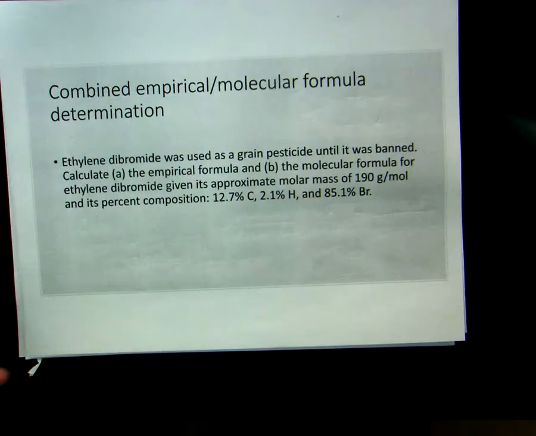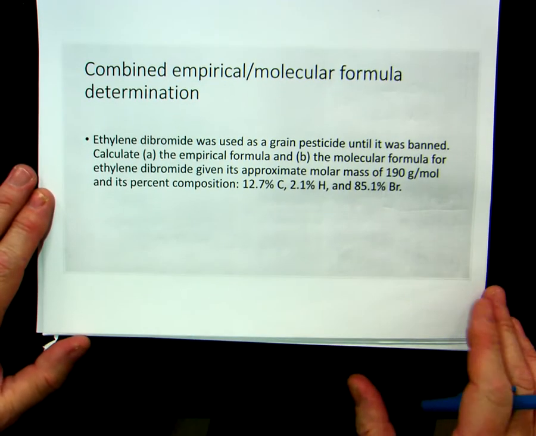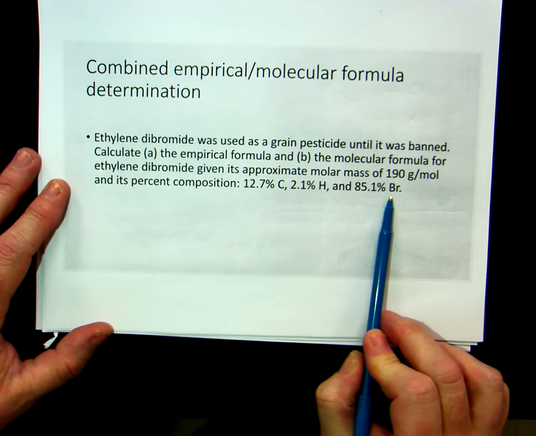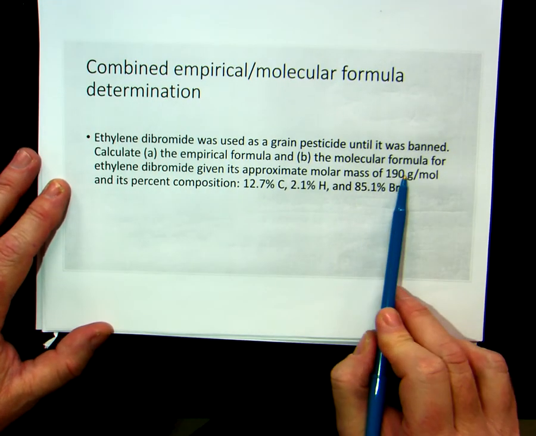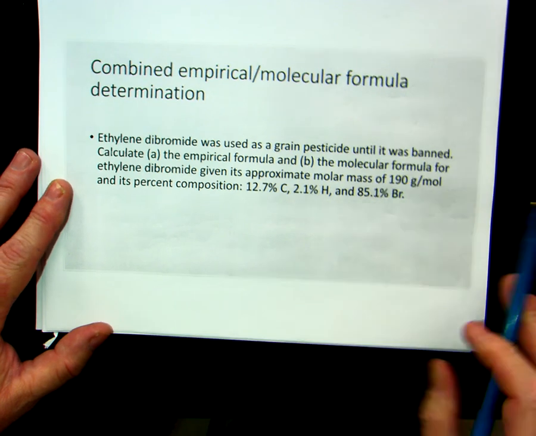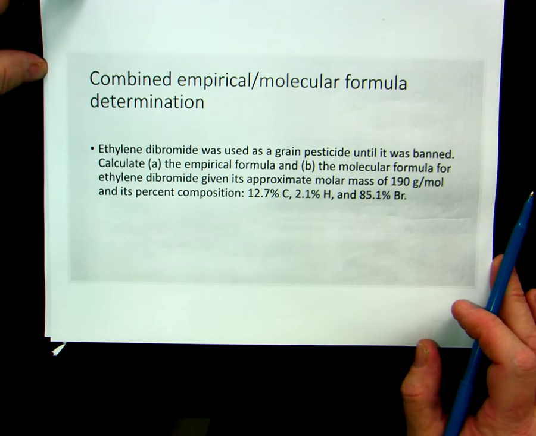So this next problem walks through the entire process of determining the empirical formula, then using the molar mass of the molecular formula, and then determining that. So this is the whole kit and caboodle. This is the whole thing in one problem.